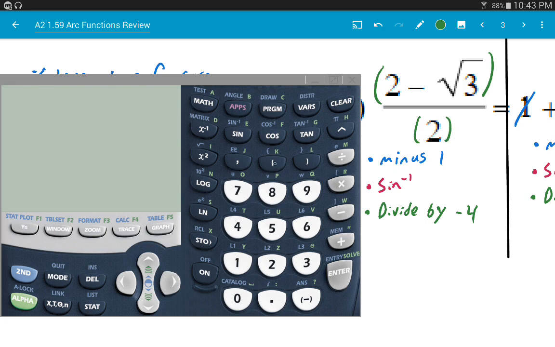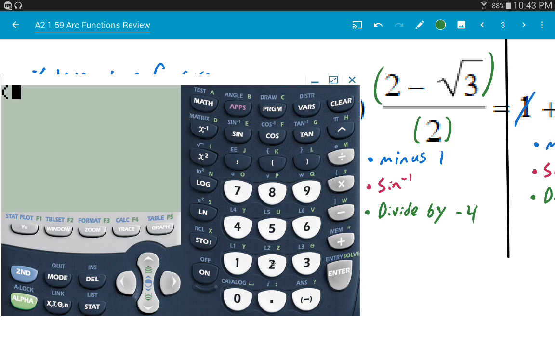So let me type this in. Parentheses 2 minus the square root of 3. Close the parentheses. Divided by, and just because we're being safe, divided by 2. Okay, now that's this original number. Now the steps I have to do to it are as follows. I have to minus 1, do the arc sine, and then divide by -4. So let's do that. So minus 1.